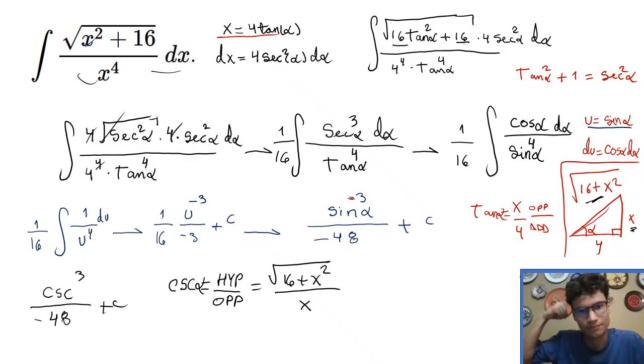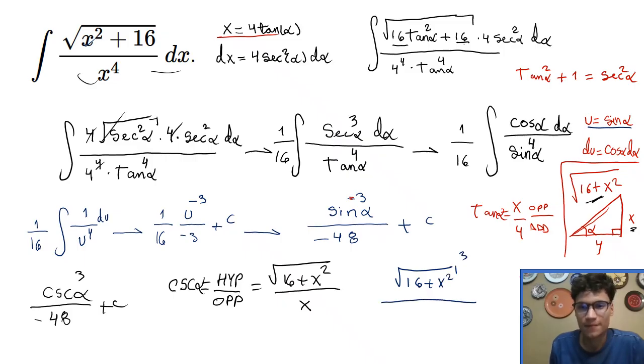So we have this number to the cube, and we replace this in our final integral to find the answer to our problem. We have that this is the square root of 16 plus x squared to the cubed power divided by minus 48 times x to the cubed power plus c. And this, guys, is the result of our integral.